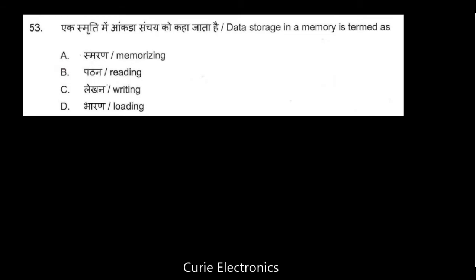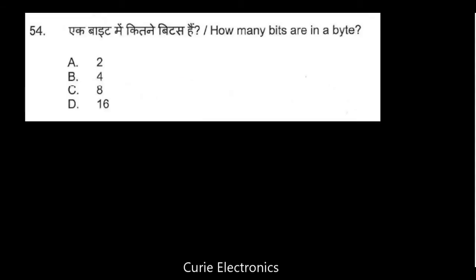Question number 53. Data storage in a memory is termed as, it is a writing process. When we are storing data in a device, it means we are writing to the device. Question number 54. How many bits are there in a byte? All of us know 8 bits make 1 byte. These 4 bits are known as 1 nibble.